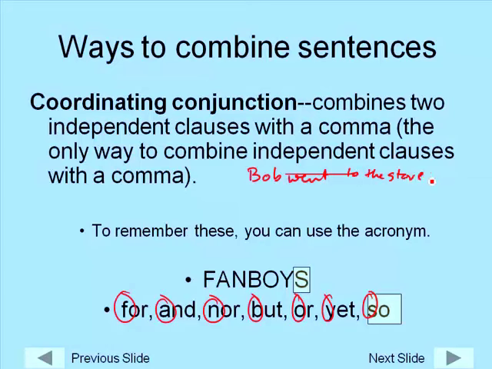And then I just put a comma in, just a comma, and that's the only time I can use a comma to connect two sentences. Bob went to the store, but the store had no cheese. So presumably Bob went there for cheese. So each of those could be complete sentences. The store had no cheese and Bob went to the store. And I've combined them with that comma and the word but, the coordinating conjunction but.